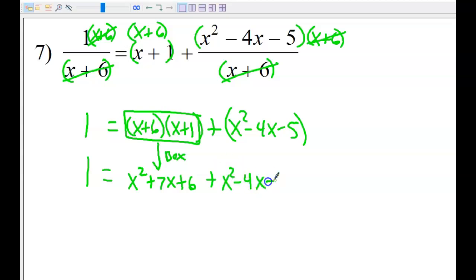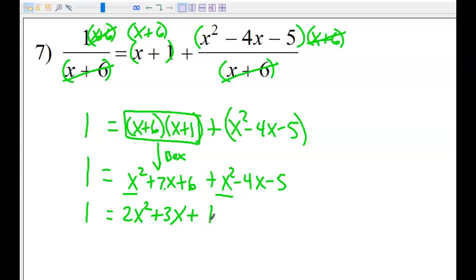On this one, I'm not going to distribute a negative because we're adding. X squared plus x squared doesn't cancel this time. It actually gives me 2x squared. That means I'm left with a quadratic. So this is where things will get interesting. 7x goes with 4x to make 3x. 6 and negative 5 makes 1.